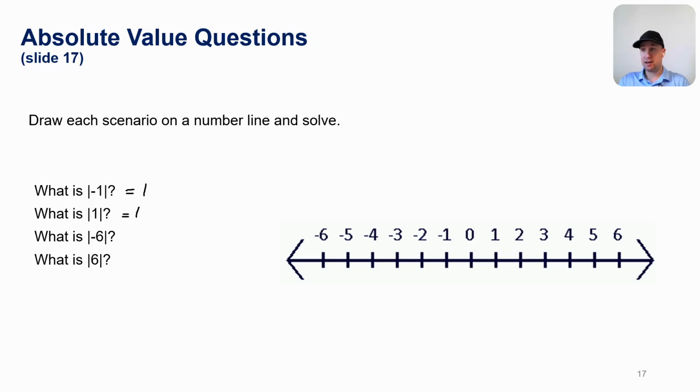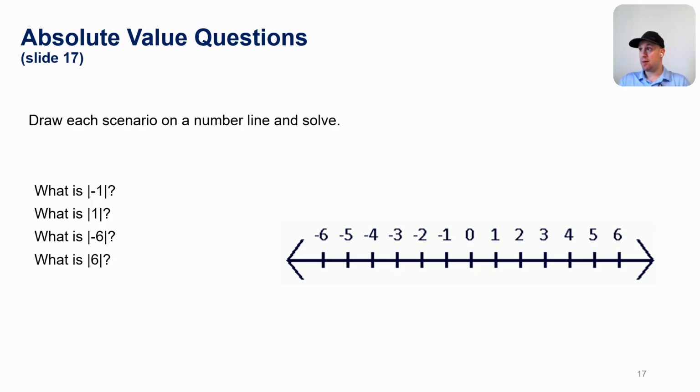Now, if I have negative 6 found here, again, the distance that it is from 0 is a total of 6 units, and we write it in the form of a positive. So positive 6. Or what is the absolute value of positive 6? Again, it's 6 units away, written in the form of a positive, so we'd write it as positive 6 as well, okay?